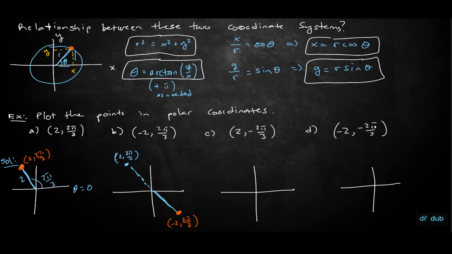So this is the negative r direction when we're at 2 pi over 3. So 2 pi over 3, positive direction would be that blue point, and then the negative r direction goes the other way. And we go a distance of 2 again, but in the negative r direction.